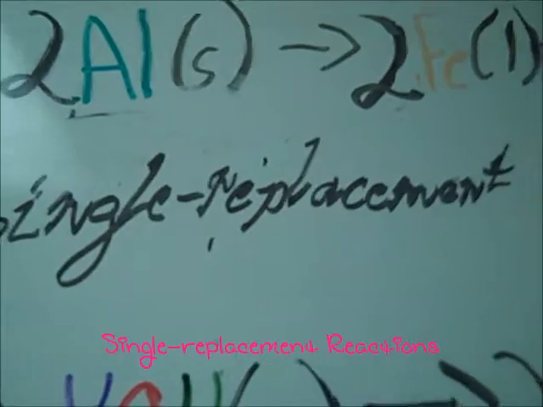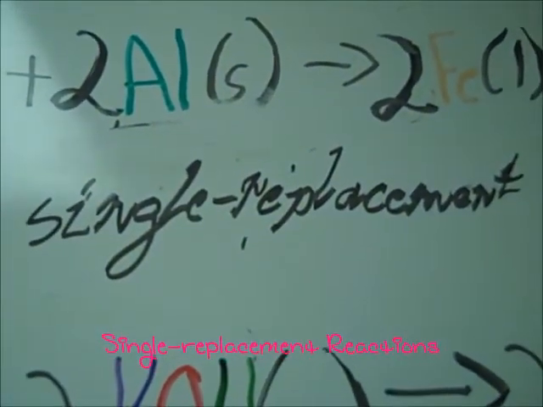Chemical reactions. There are 4 kinds of chemical reactions. We will start by discussing single replacement.